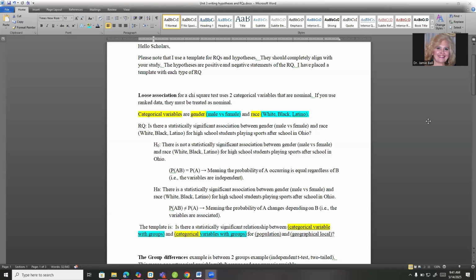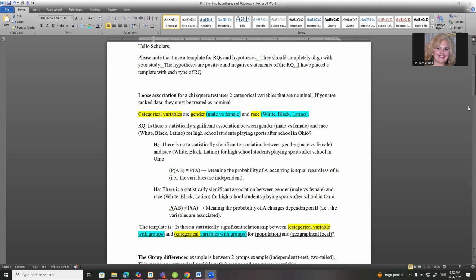Hello, scholars. So today I'm going to talk to you for a moment about research questions and hypothesis writing. Now, there's many ways to do it. I'm going to teach you what I like to see. Okay. So when you write a quantitative research question and hypotheses, I always write the question first and then turn the hypotheses into positive and negative statements from the research question.